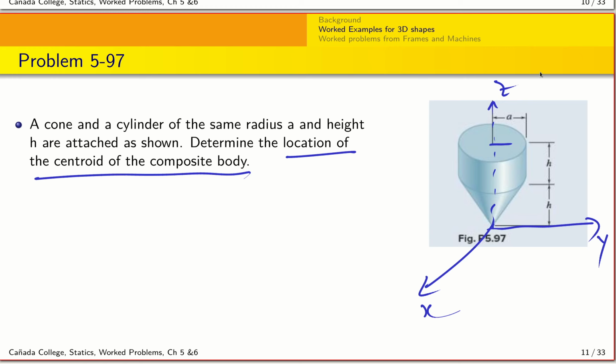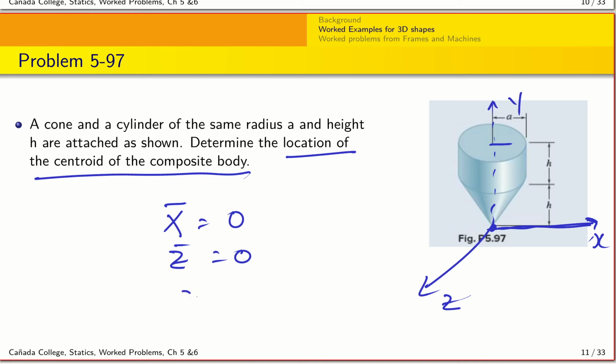So that's one way to do it, but I believe the solution that I have actually uses y along this axis here. So let me do it this way. So this is x, this is y, and this is z. Now you see immediately that my x centroid is 0 because it's right at the origin, because if you look at this object, it's symmetric about the x-axis, right? Similarly, my z centroid is 0 for the same reason.